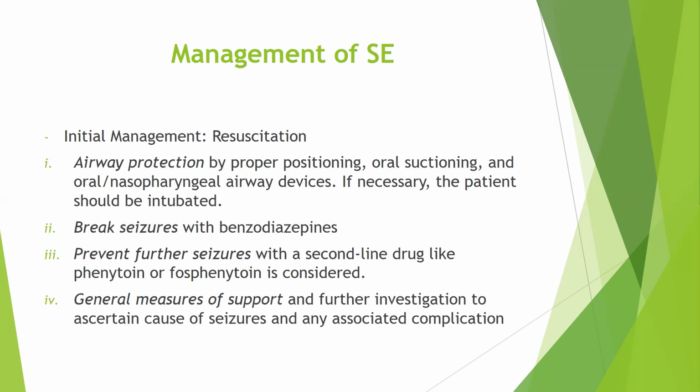In the ICU, you are the one on call, the patient is brought to you, you are asked to admit this patient from your emergency department. Number one, you want to do airway protection. You want to suction, position the patient, put in nasopharyngeal airway devices, and if necessary, do not hesitate to intubate this patient. You want to break the seizures. The longer seizure activity is allowed to go on, the more damage to the neuronal cells, and neurons do not regenerate. So after breaking the seizures, you want to prevent further seizures with your second line drug, like phenytoin. We're going to see that very briefly. And you want to do general measures to support this patient while you order investigations to ascertain the cause of the seizure and any associated complications that may have arisen.